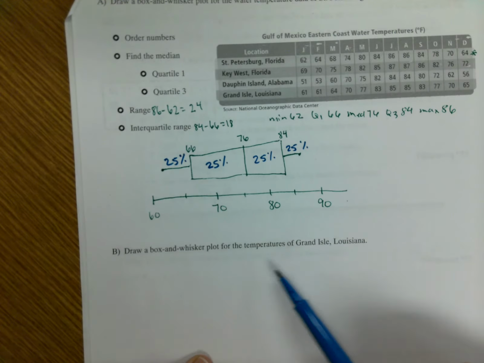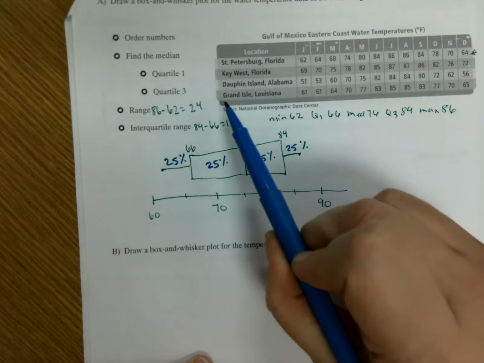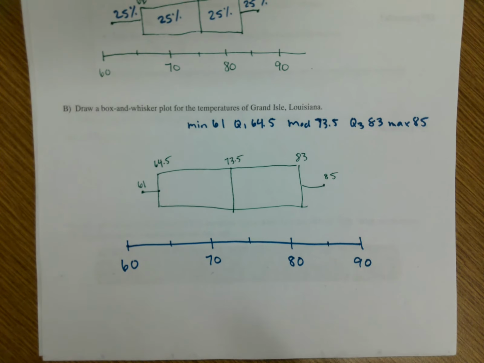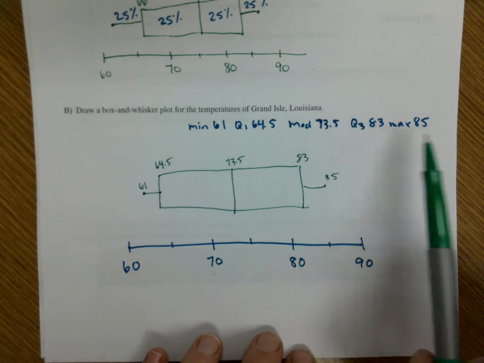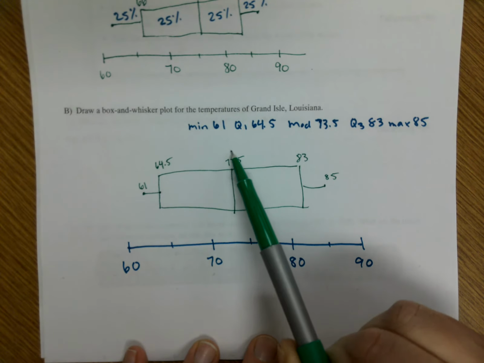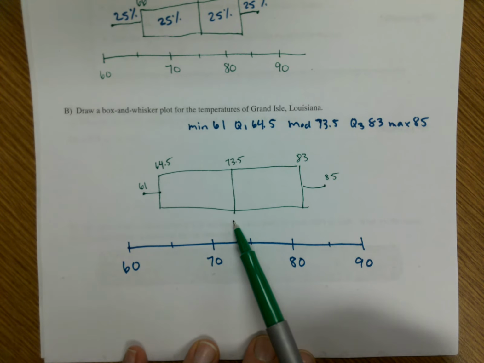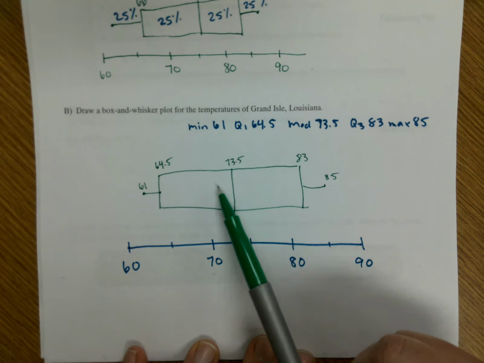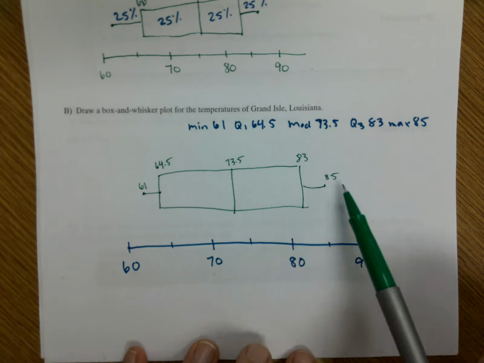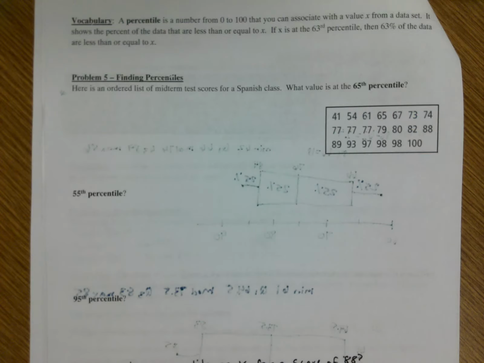I want you to try to draw a box and whisker right now for Grand Isle, Louisiana. So your box and whisker should look something like this. So here's my 5 data points. Again, Q1, median, Q3. Median is half. So if you ordered all the numbers, half of the data is here, half the data is here. Q1 is half of the top, Q3 is half of the bottom.